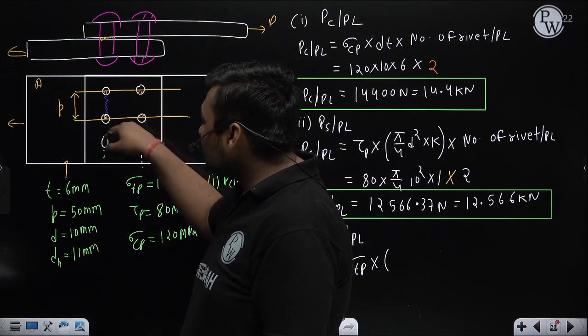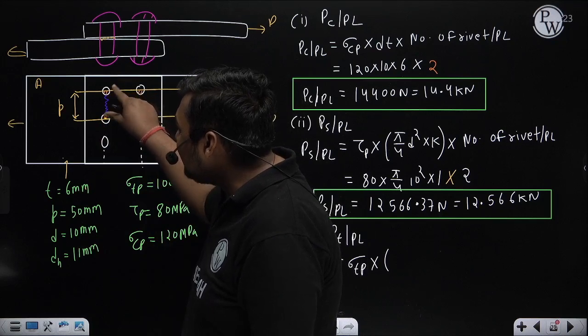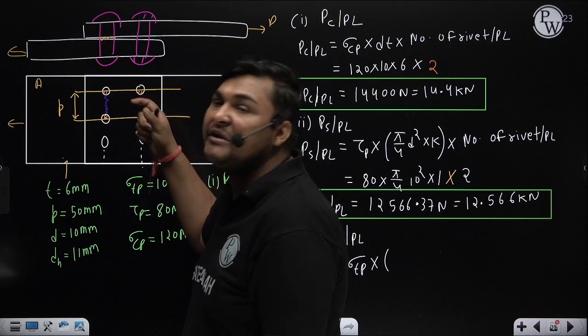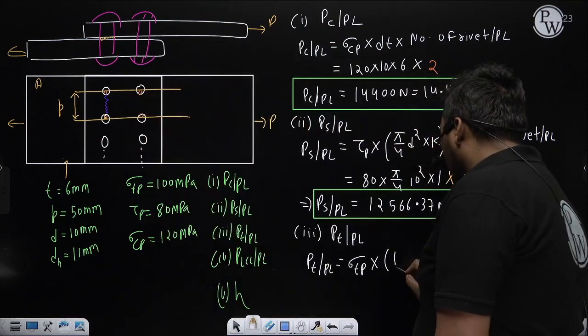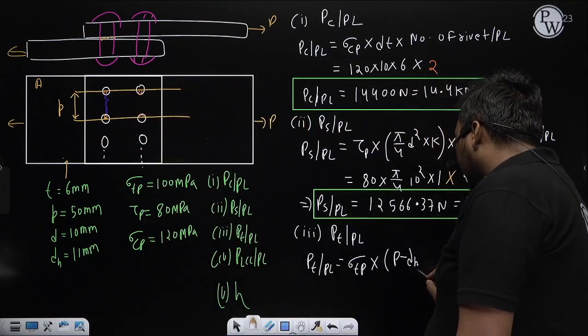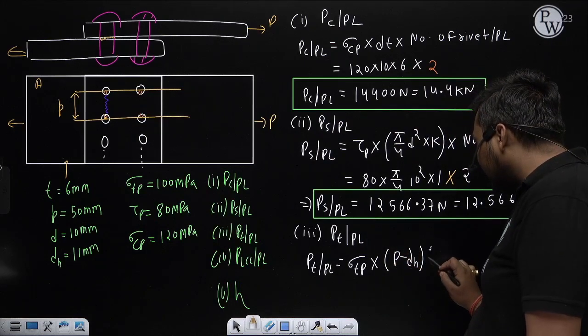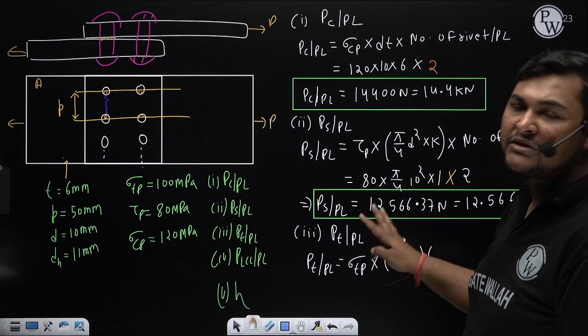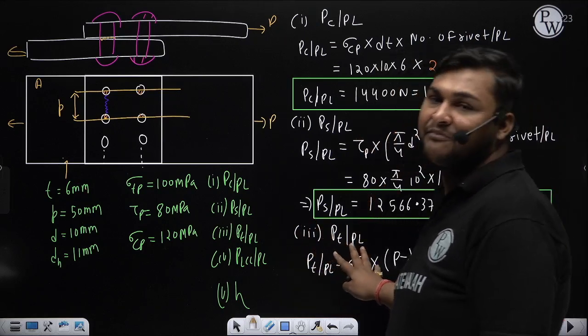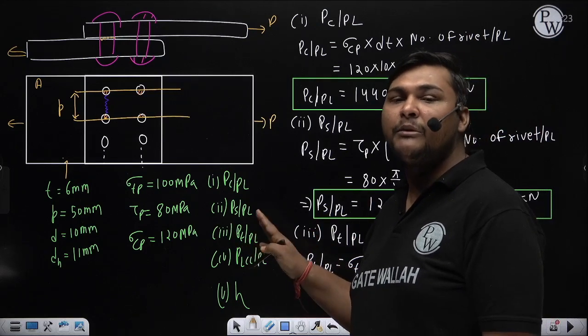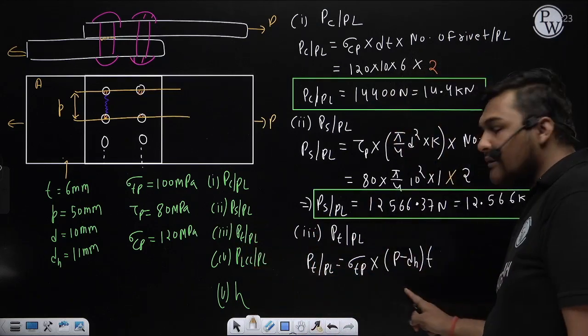Now in this nearest row, the effective width of the plate per pitch length is P minus ds, because it is ds by 2, ds by 2, means P minus ds. So from the nearest row, the tearing area of the plate per pitch distance is, for that effective width, P minus dh into thickness of the plate, and this expression will always be the same. Means whenever the number of rivets in each row are the same and you are calculating per pitch length, always this expression will come.